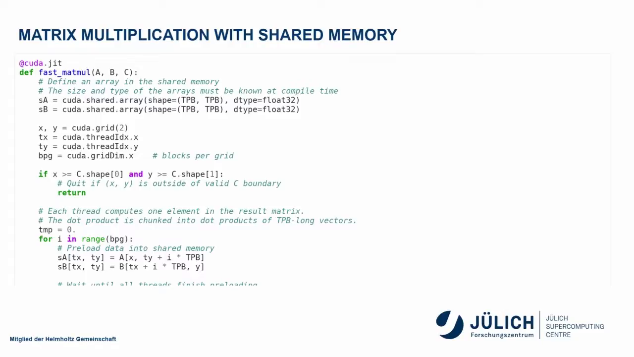You also see some other CUDA commands here. We already had the CUDA grid. You can get the thread index within a thread block through CUDA thread index x and y. And you can also get the dimension of the grid through CUDA grid. This is what you would usually use in CUDA C++ to then calculate your global ID.